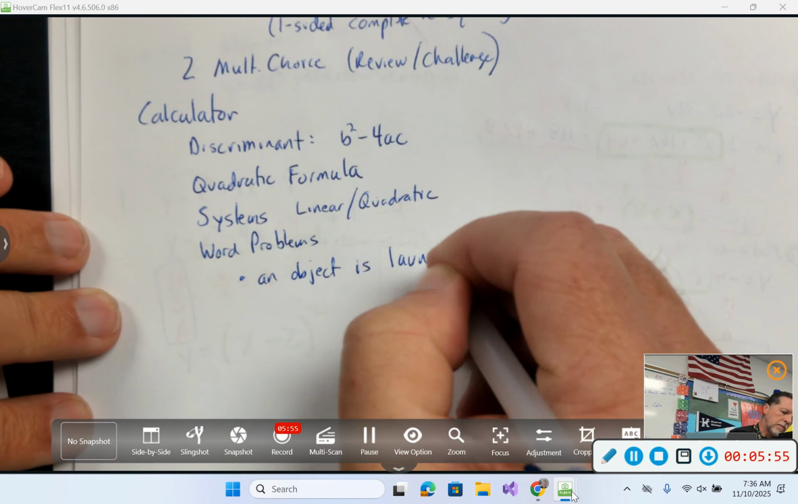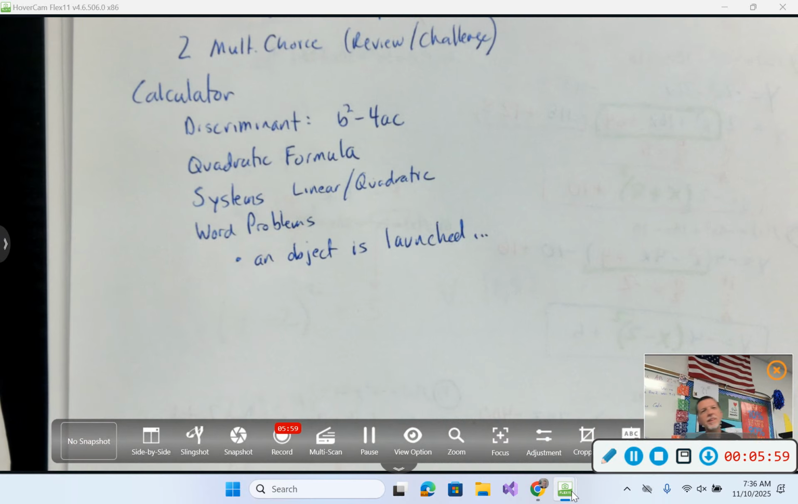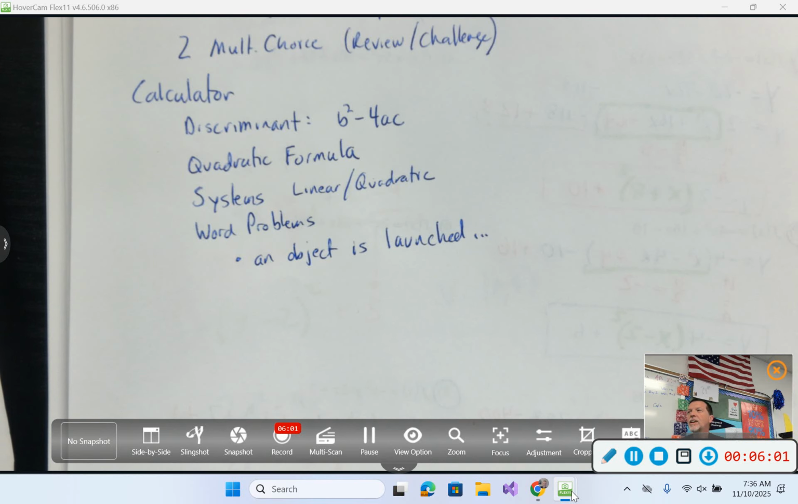So one of them is the launched object problem, because that's a quadratic, and we can ask you all sorts of questions. It is a multi-part question, like how high was it when it was kicked? How high did it go? When did it reach its height? When did it land? All those standard questions.